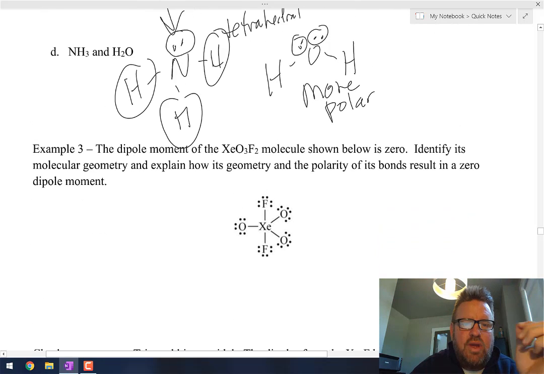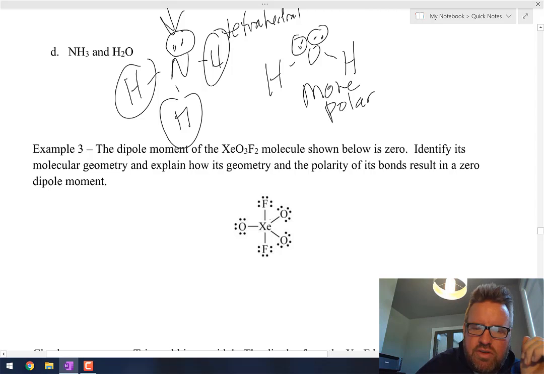Okay, example 3, the dipole moment of XeO3F2 molecule shown below is 0. Identify its molecular geometry and explain how its geometry and polarity of its bonds result in a 0 dipole moment. Okay, so first of all, you've got 5 bonds. 5 bonds, no lone pairs.